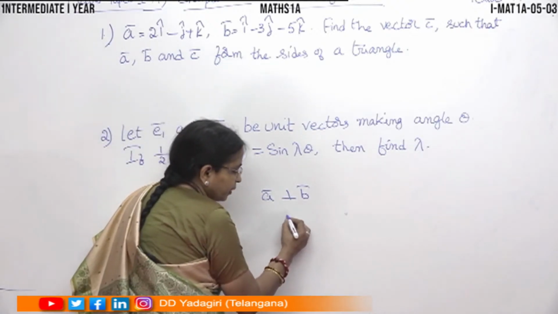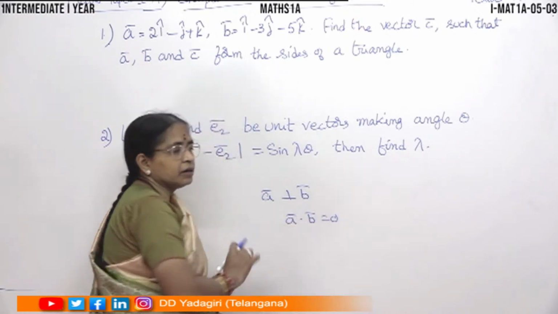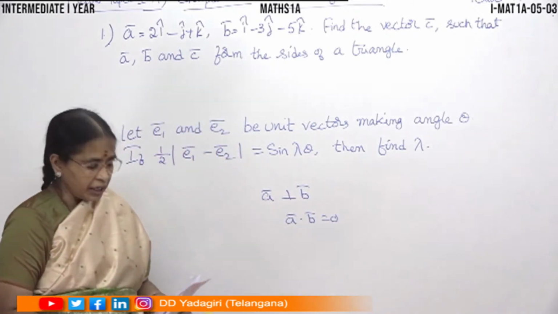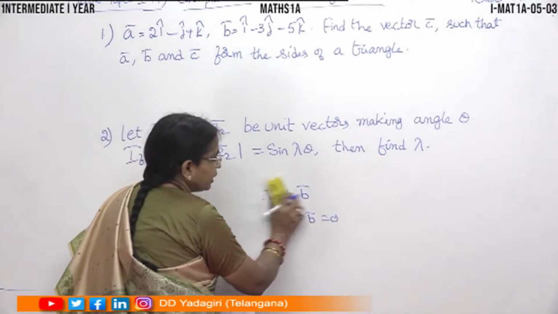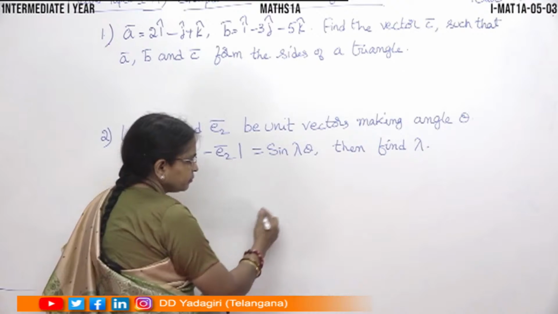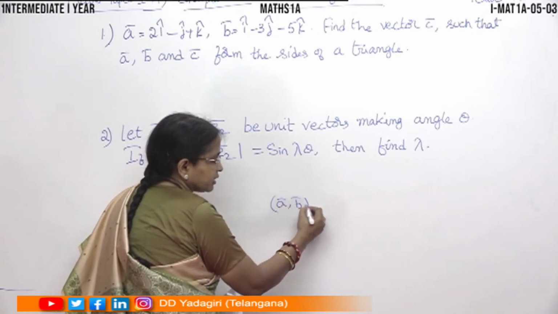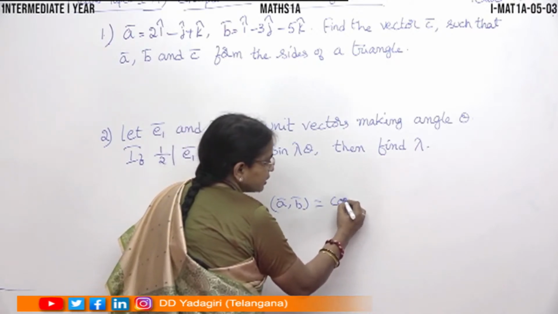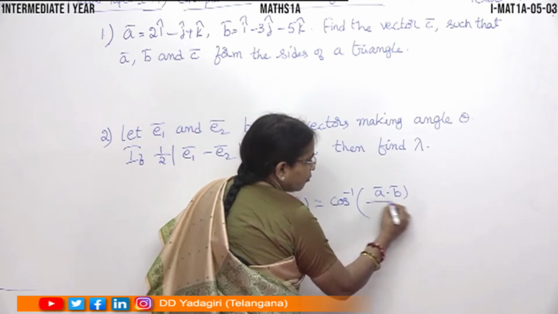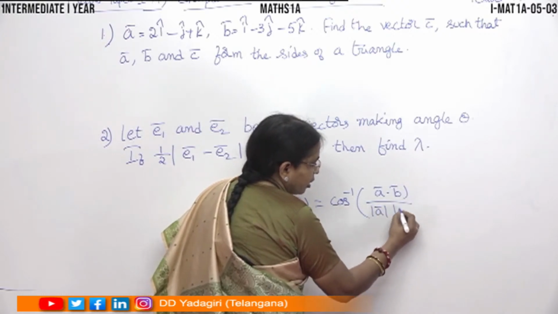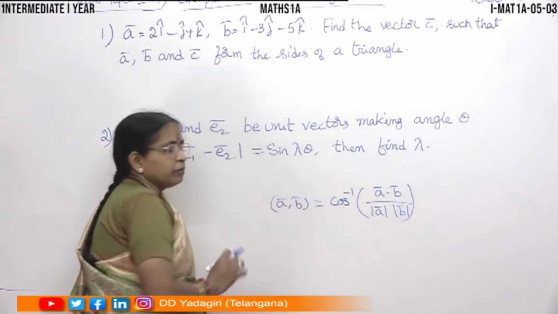Then A dot B will be equal to 0. If A and B are perpendicular non-zero vectors, then A dot B is equal to 0. And then we also learned this property, that is, suppose the angle between A and B vectors is given by the formula cos inverse of A dot B by mod A into mod B. We learned this property, this formula.